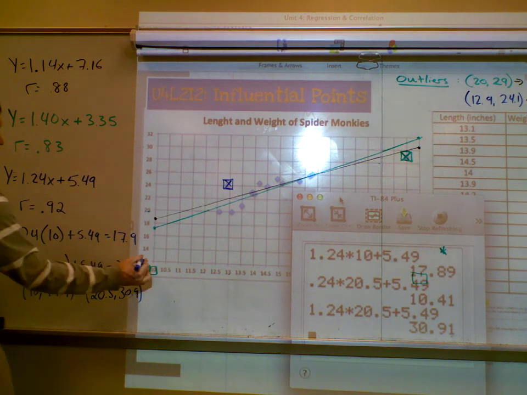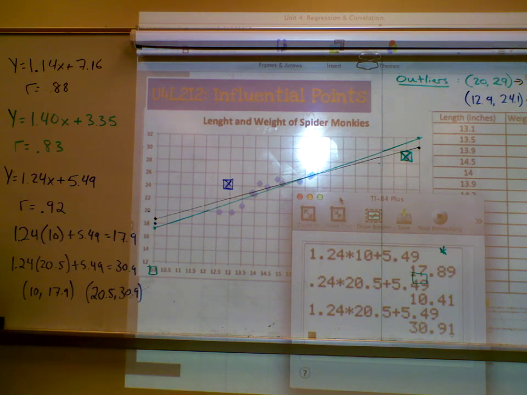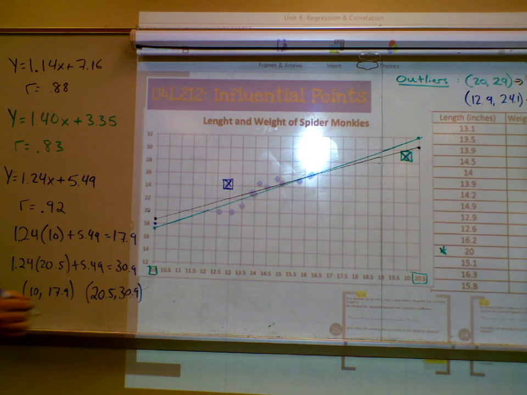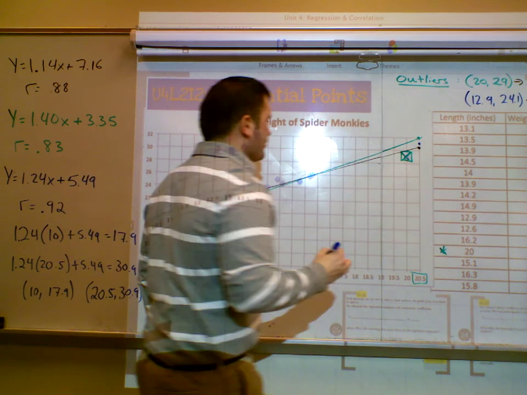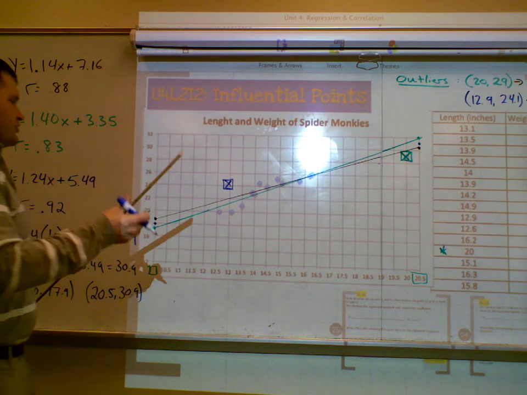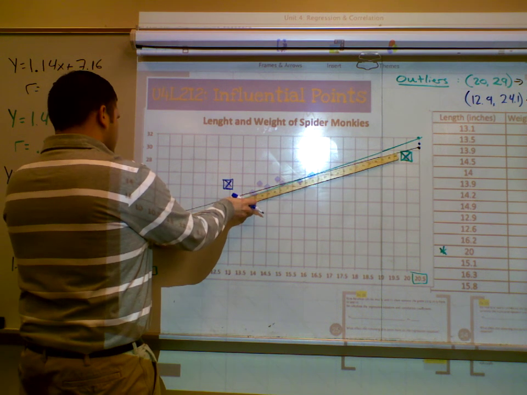10 comma 17.9, right about here. 20.5 comma 30.9. Need to move my calculator screen. 20.5 comma 30.9 is like right here. Okay. Which dots are closer to the original line? The blue ones or the green ones? Blue ones, right? Kind of going along with that trend about less influential.